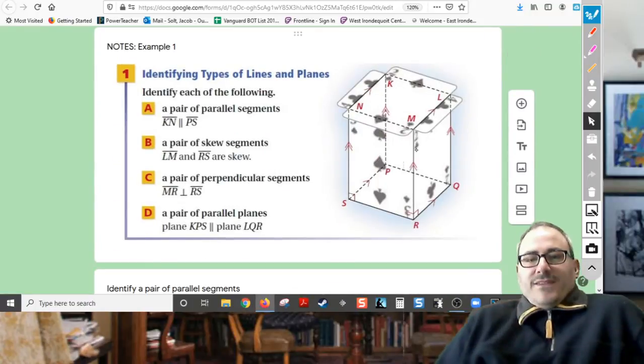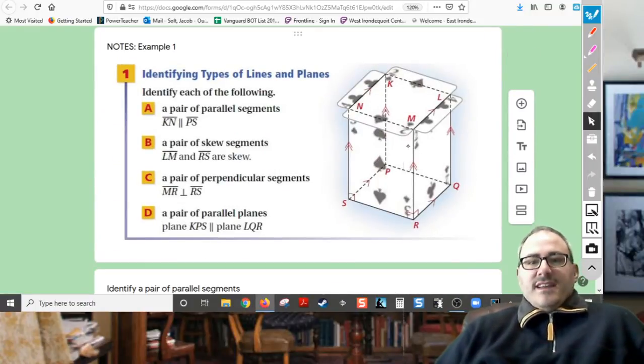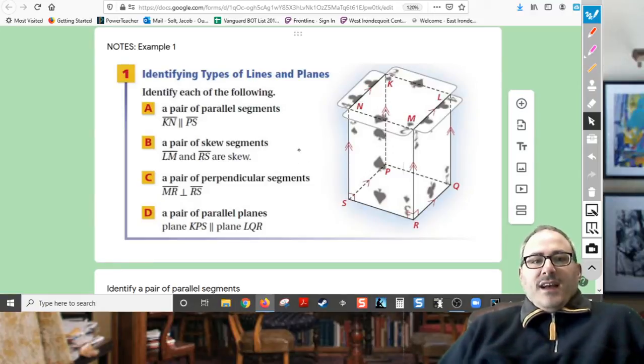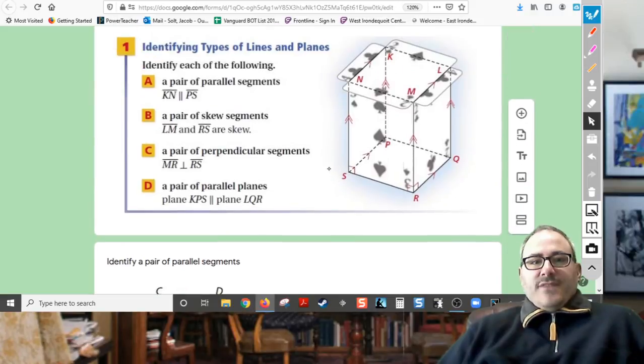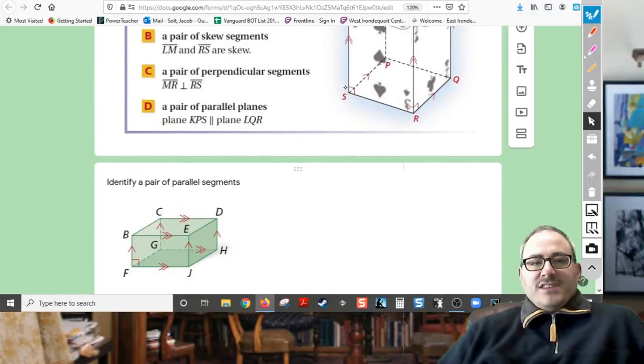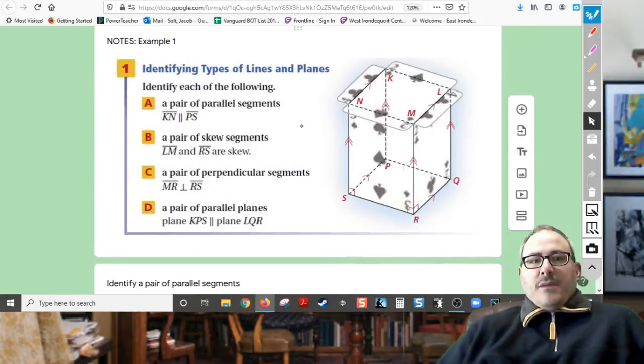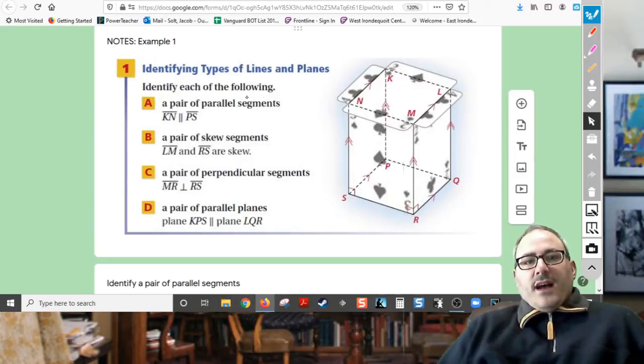So yeah, I'm trying to give this idea of a plane card, to give this idea to visualize planes. So identify each of the following. Oh, I could have made you do that, but it looks like I didn't. Let me show you. Give an example. Identify each of the following: a pair of parallel segments. So I have to find a pair of parallel segments.